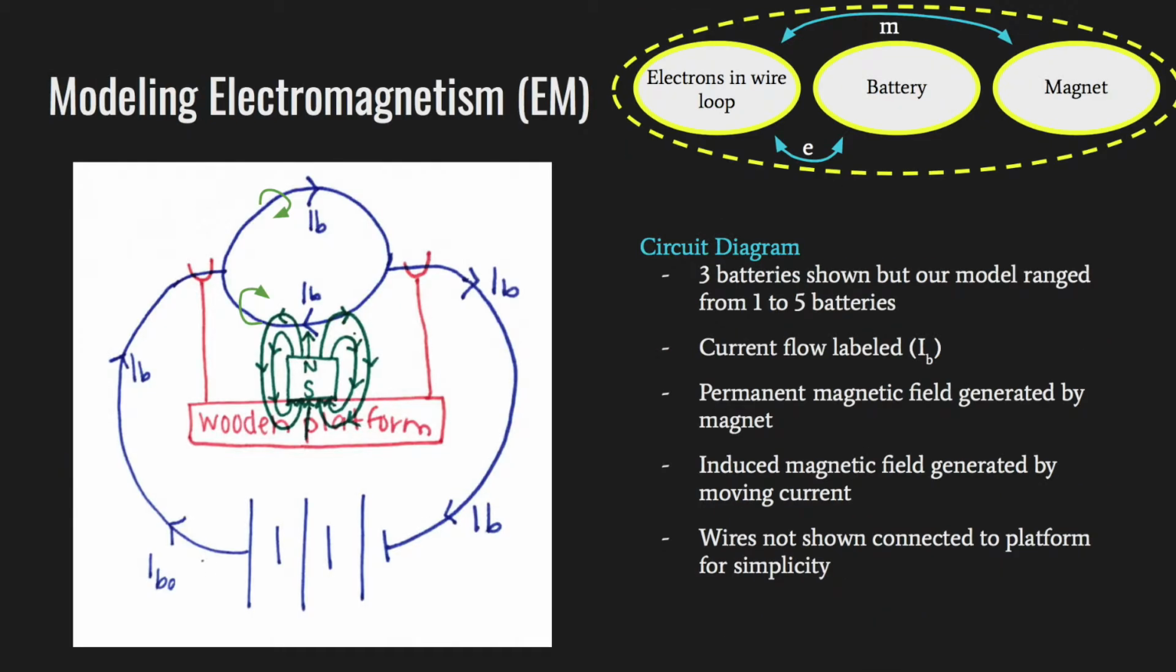Our system schema includes the electrons in the wire loop, a battery, and a magnet. There is a magnetic interaction between the electrons in the loop and the magnet, and there is an electric interaction between the electrons and the battery.